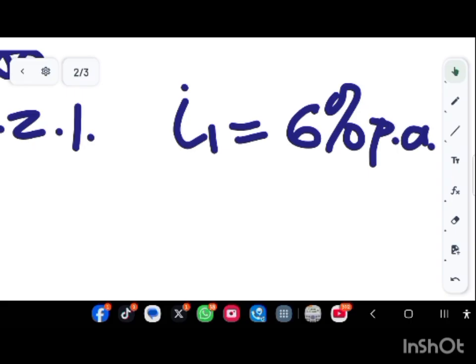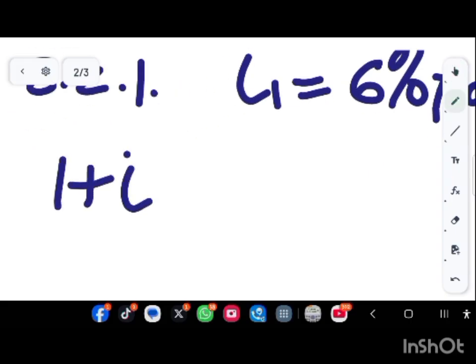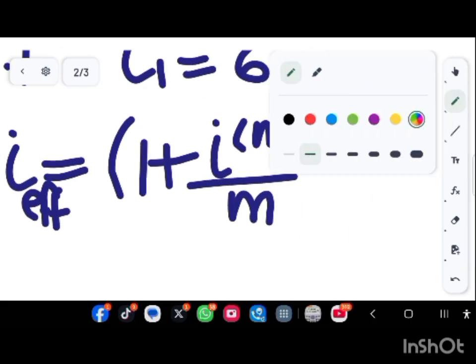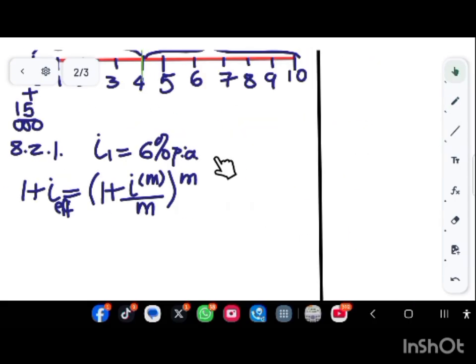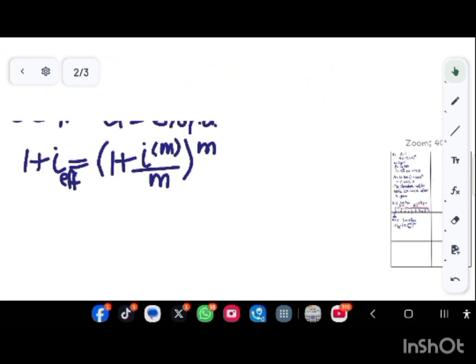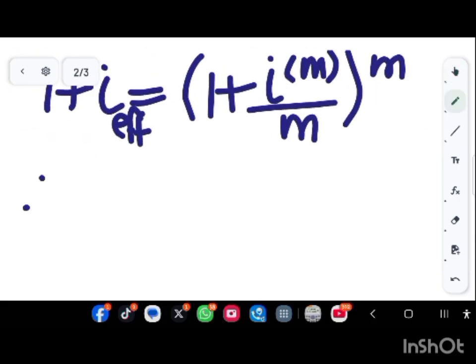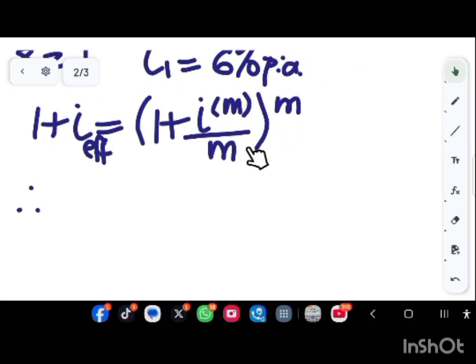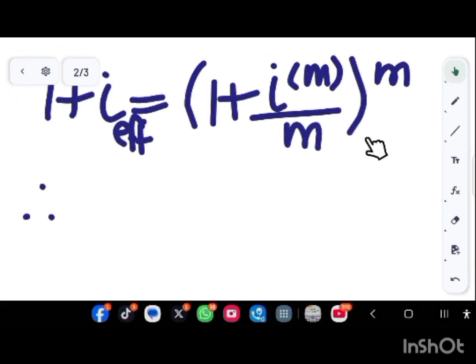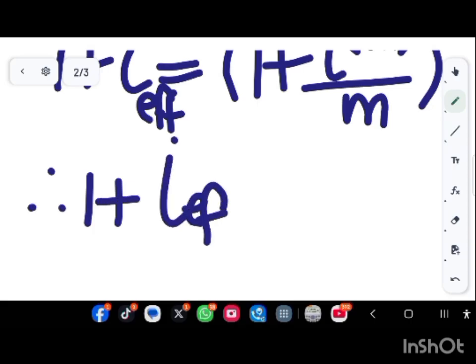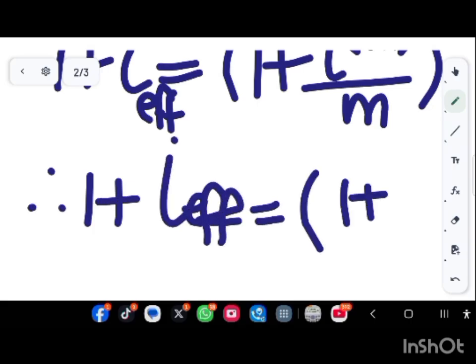Let's convert this into the effective rate. 1 plus I, which is effective, equals 1 plus I m over m, all raised to the power of m. Now for 6%, we know that our little p, or m in this case, is 12 because it is compounded 12 times a year. Therefore, step number 1 is getting the correct formula to use, writing it out. You get a mark for this. Next step is substituting the values in the correct formula.